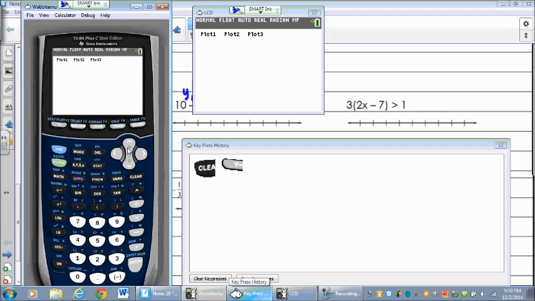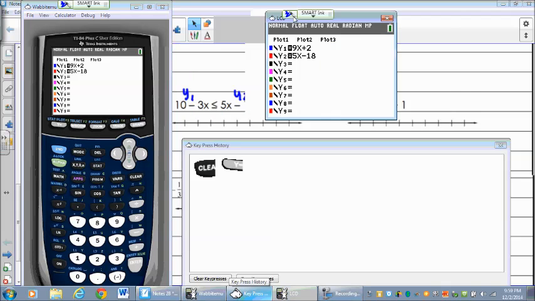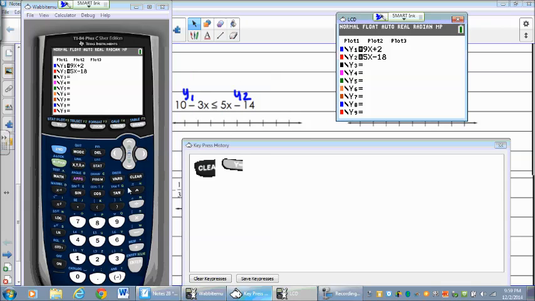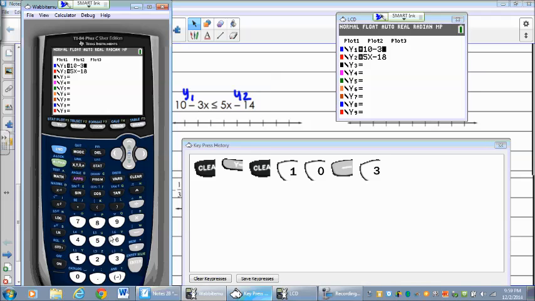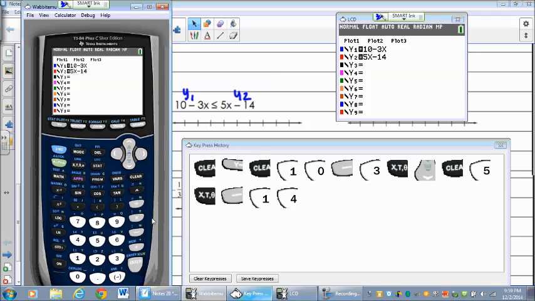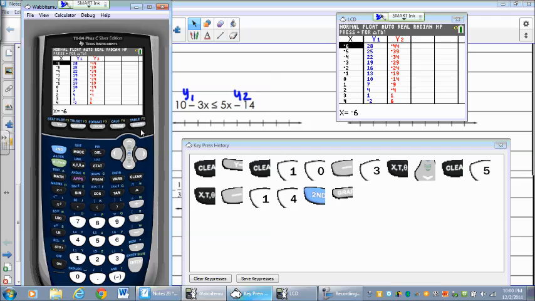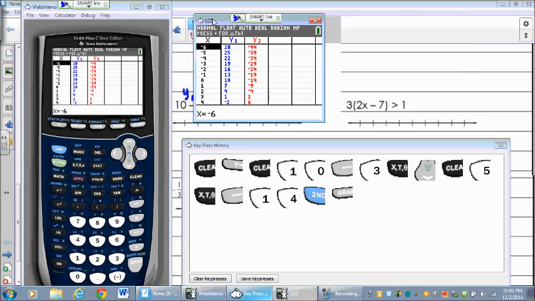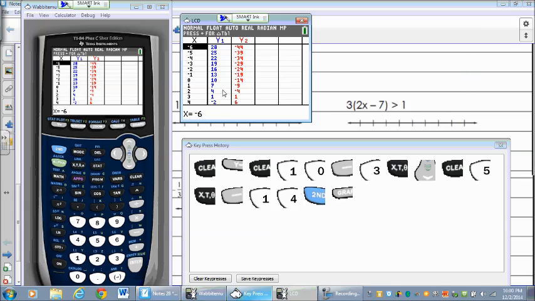Clear. Y equals. And let me slide that so I can see my equations. So clear 10 minus 3x. And that's clear 5x minus 14. Okay, so we're putting them in the y equals so we can solve it and find out the answer. Go to the table. And what do we have? We got a mess. Okay, let's look at this.